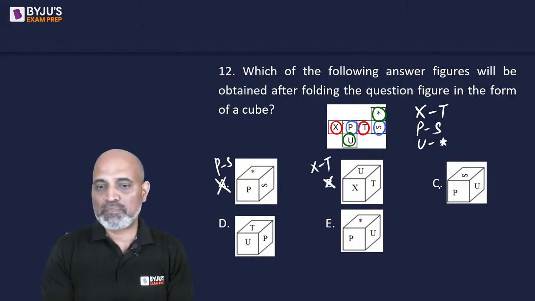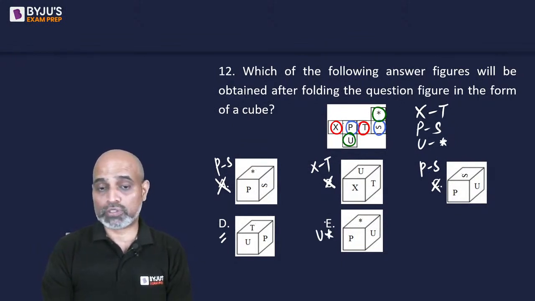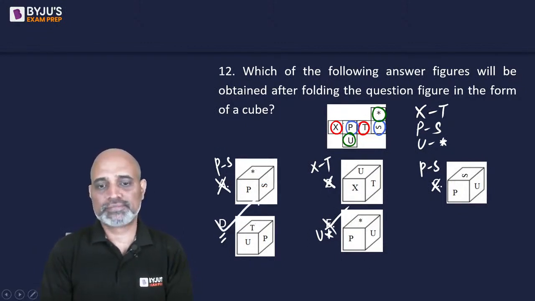In the next one, you have PSU. How do you see P and S both? Next one, you see PUT. This makes sense. In the next one, you see U and asterisk both. Since none of these work, we don't have to check it. Only one option remains, which will be D.